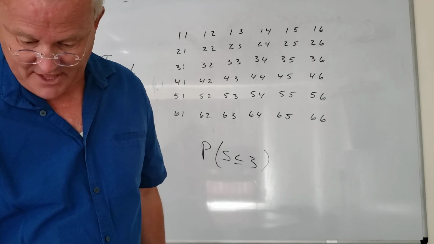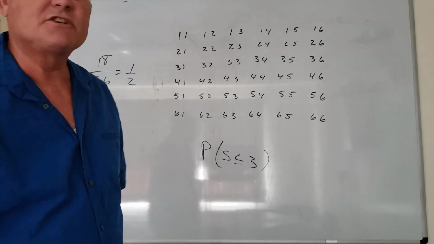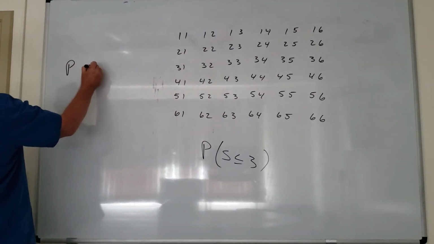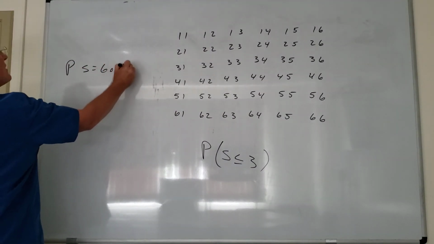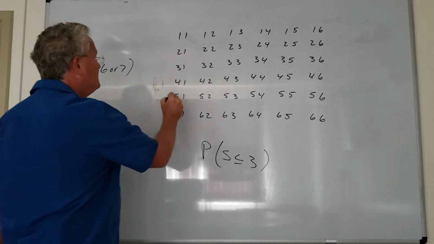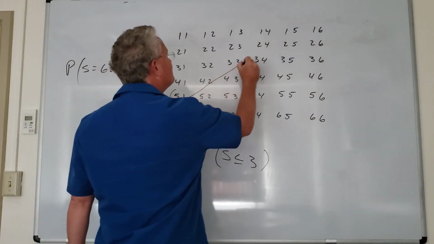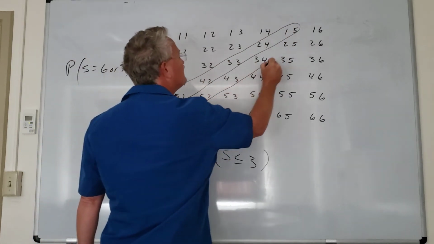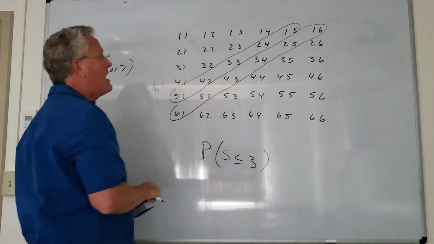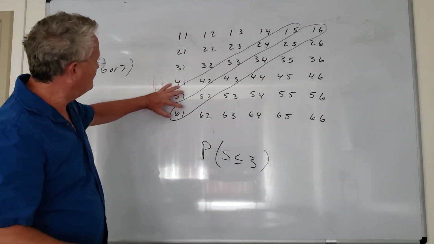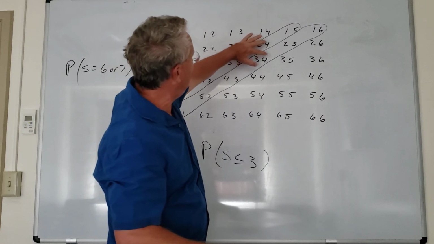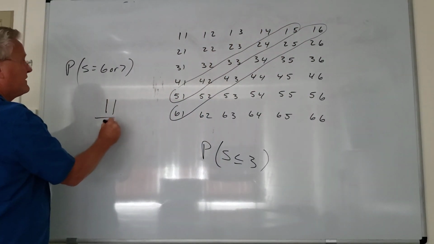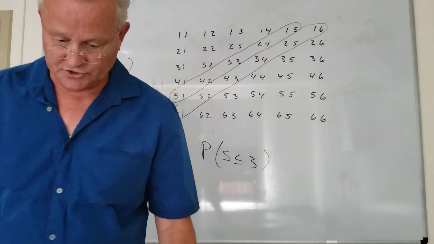And what is the last one? What is the probability that the sum is a 6 or a 7? Well, these ones add up to 6. These ones, this diagonal, adds up to 7. How many are there altogether? 2, 4, 6, 8, 10, 11. So the probability is 11 out of our total number of outcomes, which is 36.